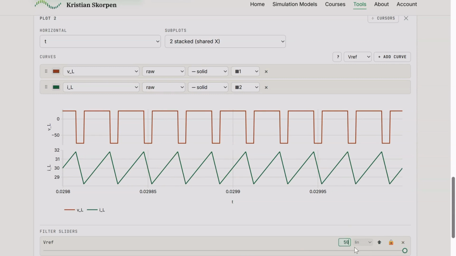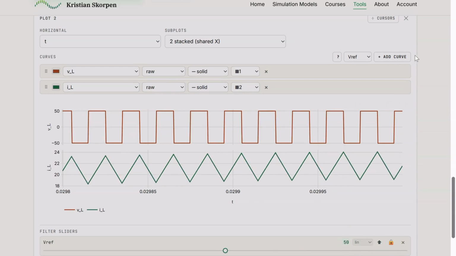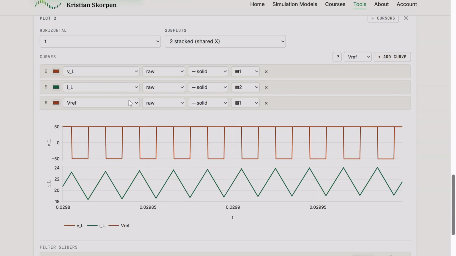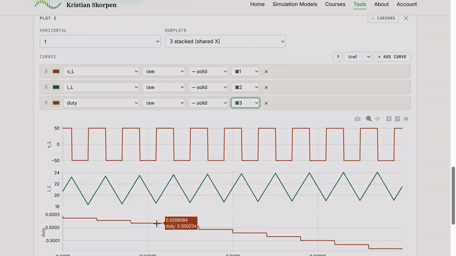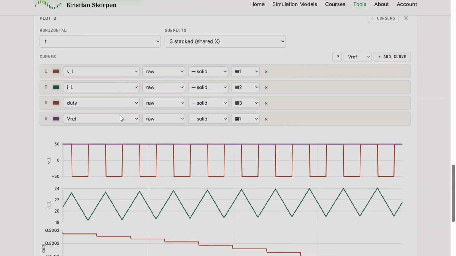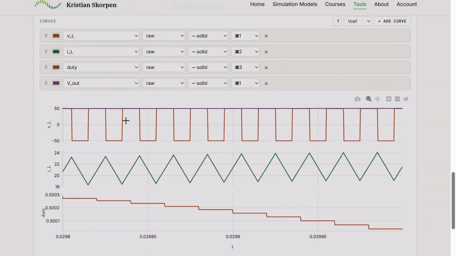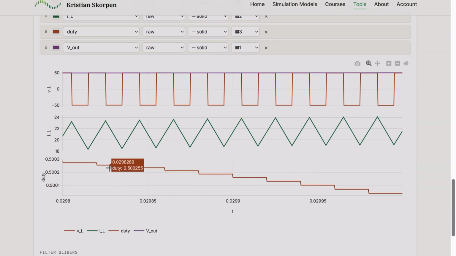But before I explain to you how it changes, I think we should add the duty cycle as well. So we have the duty cycle there, so then we need another plot. So I'll just add it there. So here you have the duty cycle. So here it's 50%, as you can see there. And then I also want to add the output voltage. So the output voltage is up here, it's purple, while this is the duty cycle.